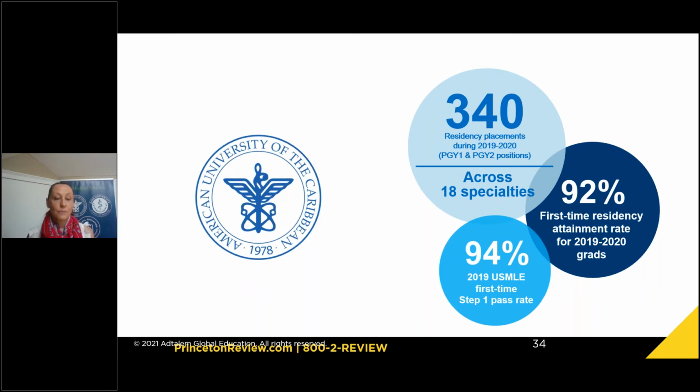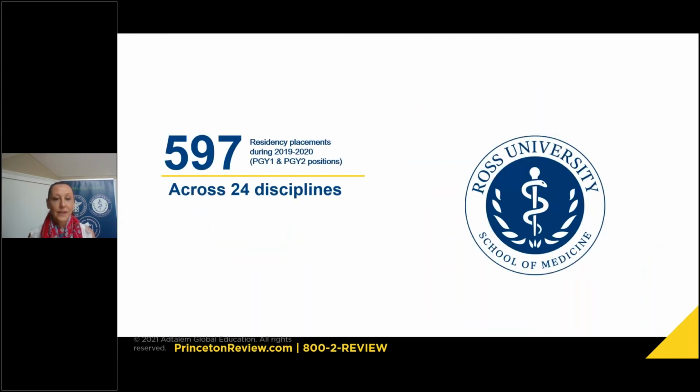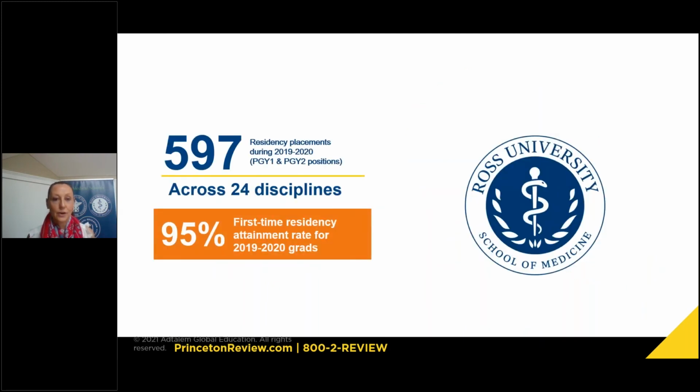And on Ross, there are more metrics. Ross University School of Medicine, 597 residency placements during 2019 and 2020. We have a 95.2% first-time residency match rate. So to sum up again, over 40 year history and over 20,000 alumni.